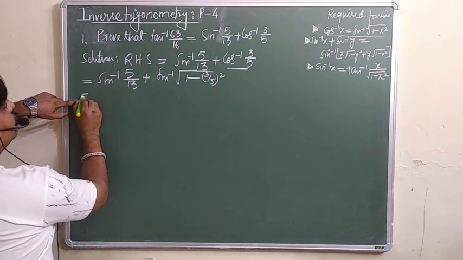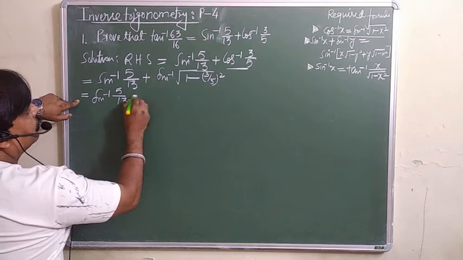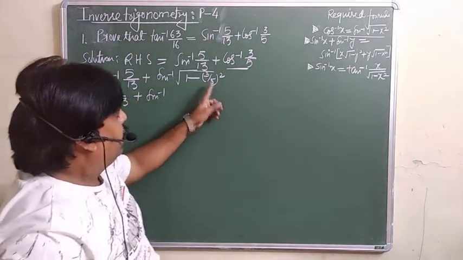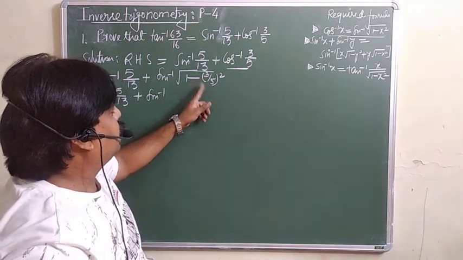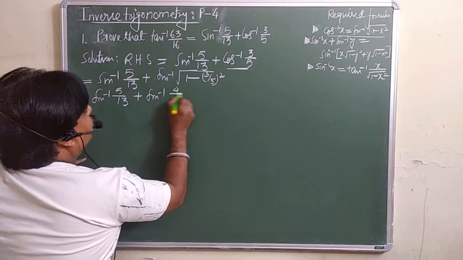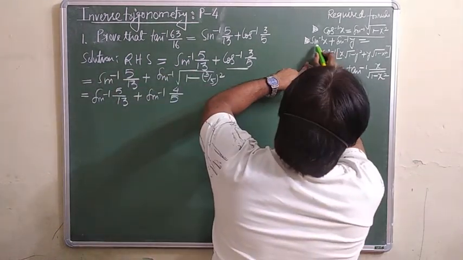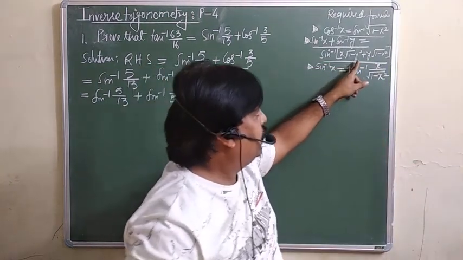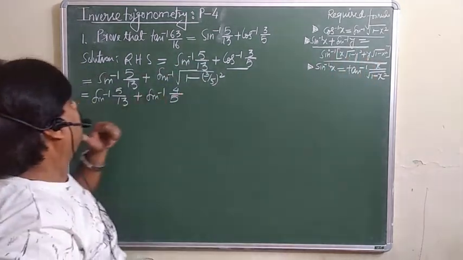And this is equal to sin inverse 5 over 13 plus sin inverse under root 1 minus 9 over 25. So 25 minus 9, 16 over 25, that is 4 over 5. Now you can apply this formula: sin inverse x plus sin inverse y is equal to sin inverse of x under root 1 minus y square plus y under root 1 minus x square.